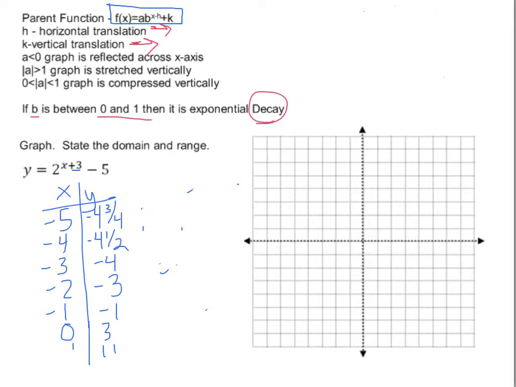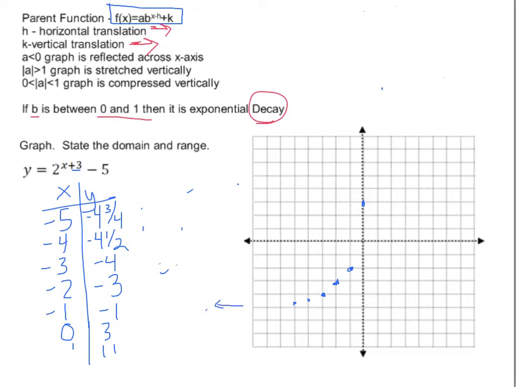So when we're at -5, we are at -4 3/4. So here is our point at -5 and then -4 3/4. -4, we're at -4.5. -3, we're at -4. -2, we're at -3. It's -1, 1. 0, we're up at 3. And then 1, we're up at 11, which would be off of our graph.